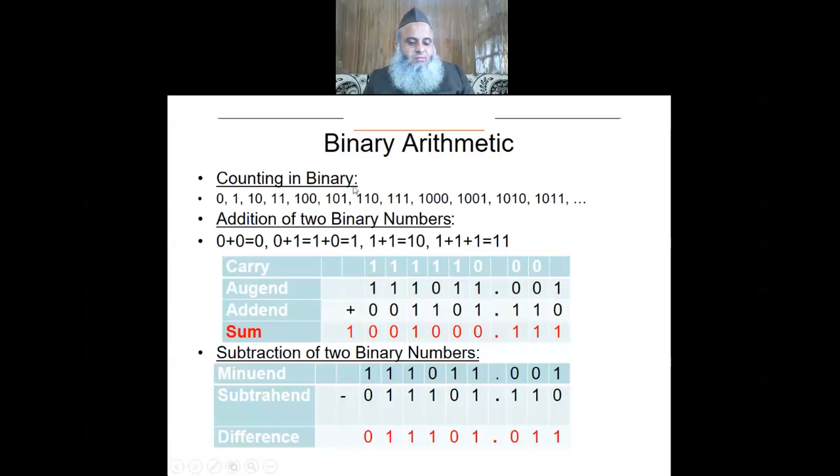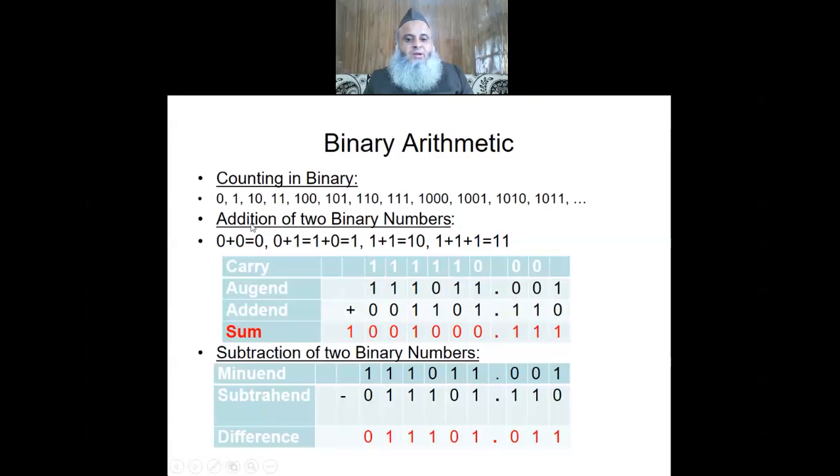Counting in binary, that you should do. 0 is 0, 1, 2 will be written as 10, 3 is 11, 4 is 100, 5 is 101, 6, 7, 8, 9, 10, 11. Likewise, you should know how to count in binary, right? Like 1100 would be 12, and then 1101 will be 13, and so on. So try completing this sequence for your practice till 100 or something like that. So counting in binary, you should be very well conversant with.